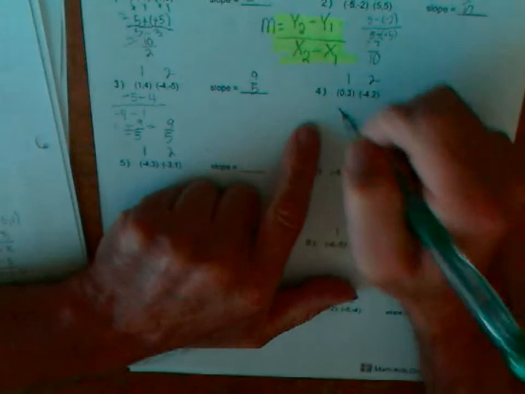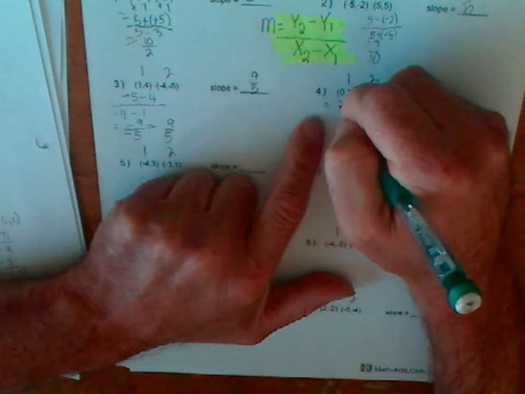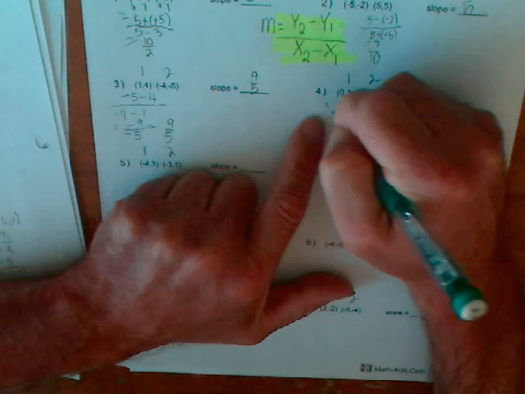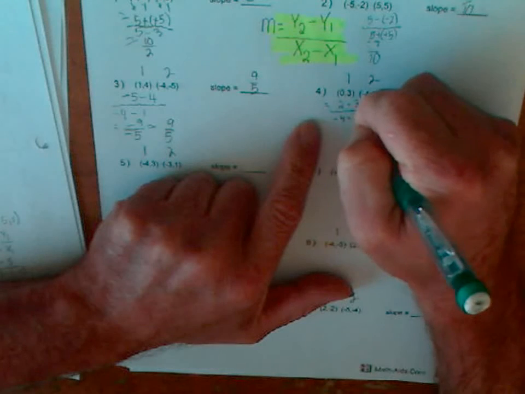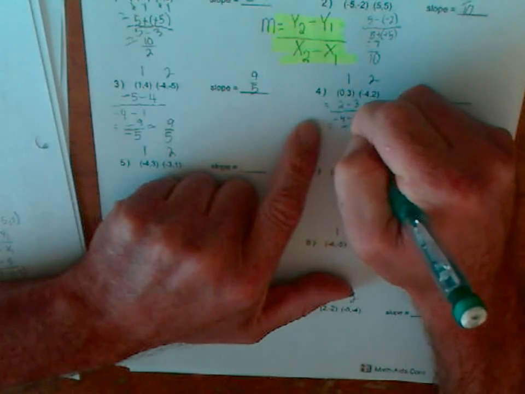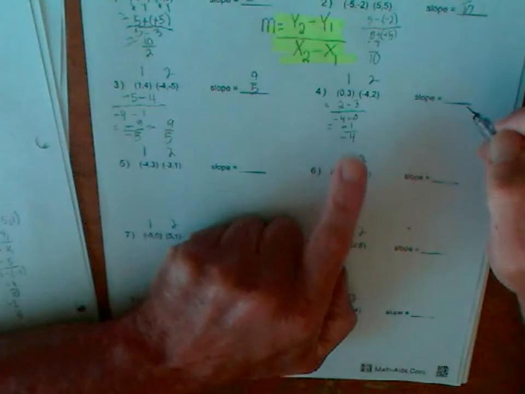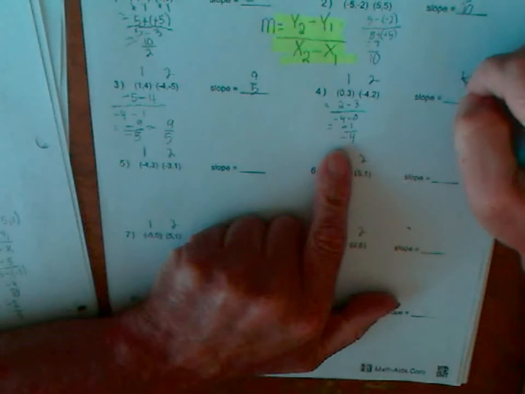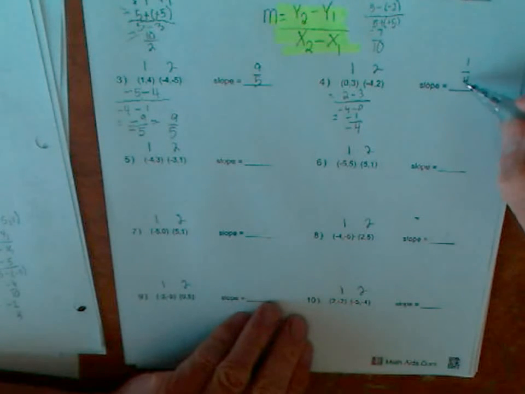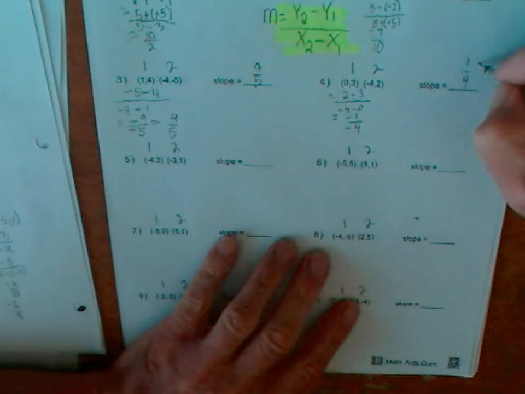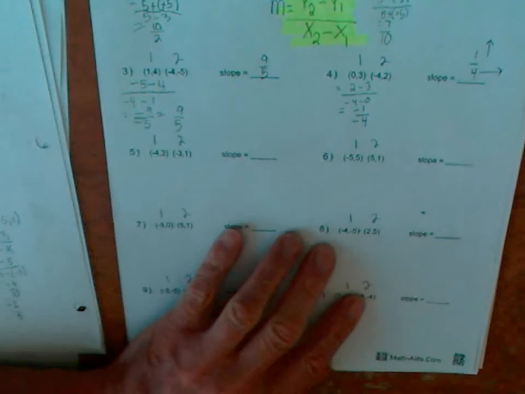Okay, so the next one here, y2 is going to be 2 minus 3. x2 is going to be negative 4 minus 0. Negative 1 over negative 4. What should we do? Signs are the same, so this is going to end up being positive 1/4. Rising 1, running 4, right? Rise 1, run 4.